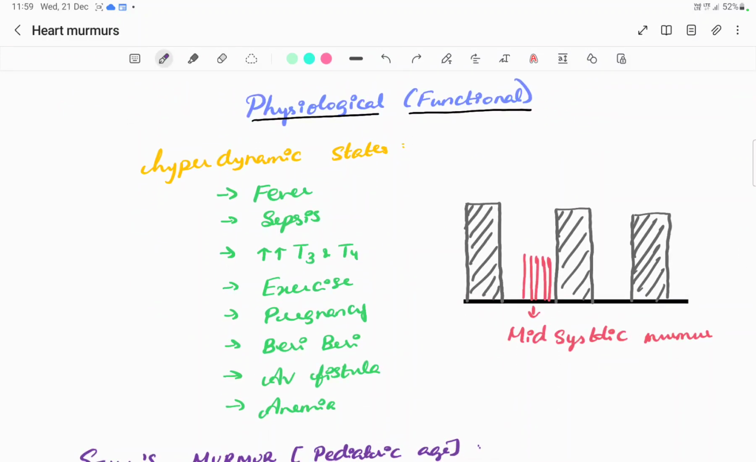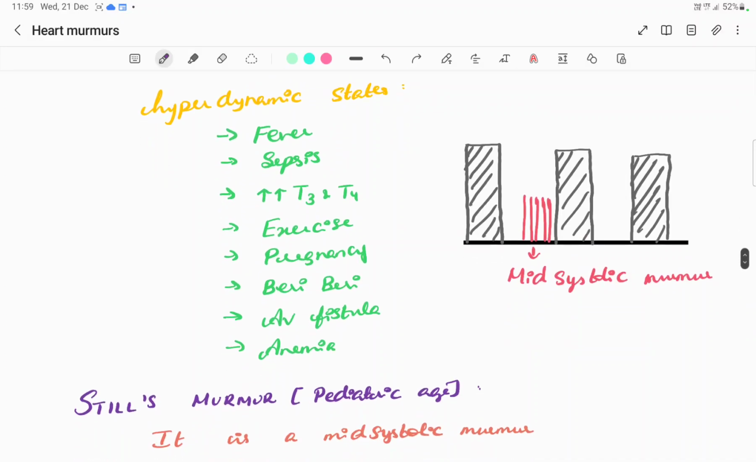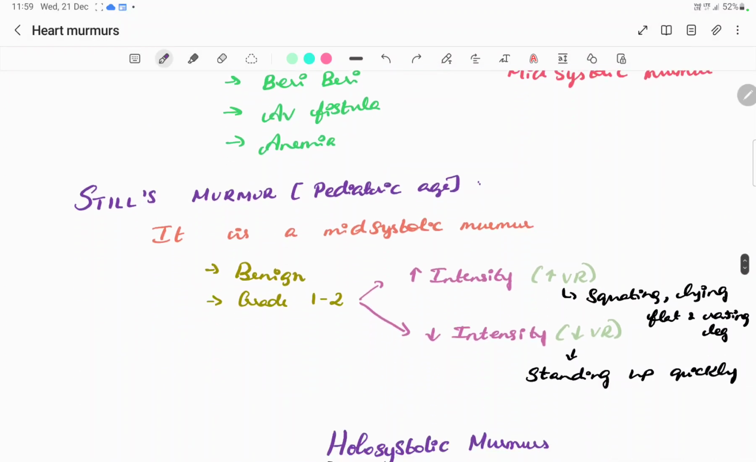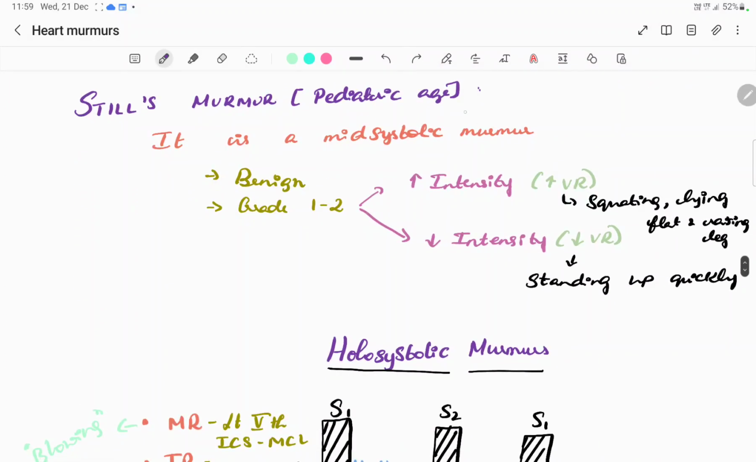Apart from this is something known as the physiological or functional murmurs. So hyperdynamic states that we already saw, like fever, sepsis, increased thyroid hormones, exercise, pregnancy, vitamin B1 deficiency, AV fistula, and anemia. These all cause mid-systolic murmurs. Coming to Still's murmur, that occurs in pediatric age. It is also a mid-systolic murmur, which is a benign condition. So grade 1 to 2, there'll be an increase in intensity if there's increased venous return, like squatting, lying flat, and raising a leg. And then the intensity is decreased in decreased venous return when standing up quickly.